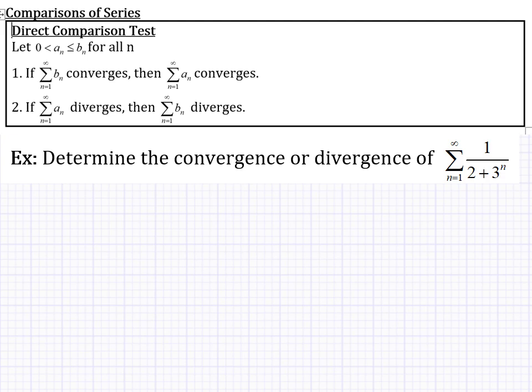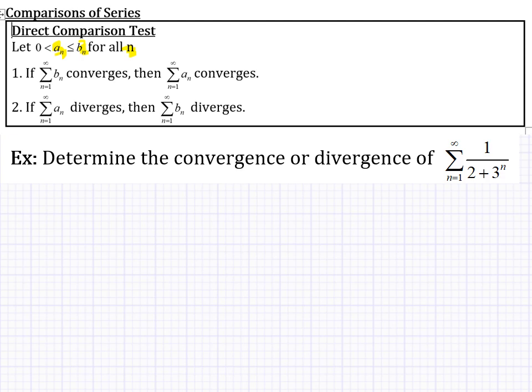So here's your direct comparison test. It says, all right, so let's look at two series where a sub n is less than or equal to b sub n for all n. So that means a sub 1 would be less than or equal to b sub 1, a sub 2 would be less than or equal to b sub 2, a sub 3 less than or equal to b sub 3, etc.